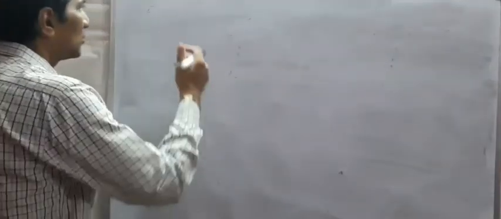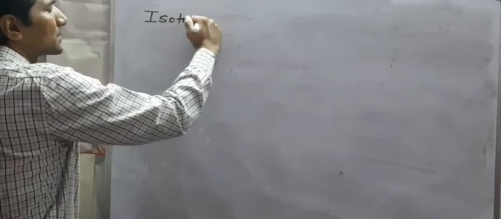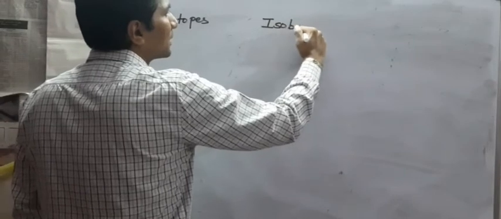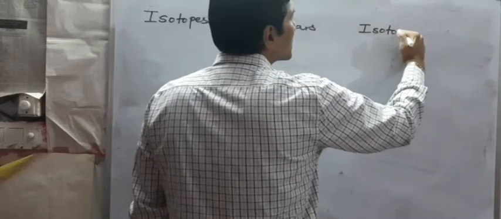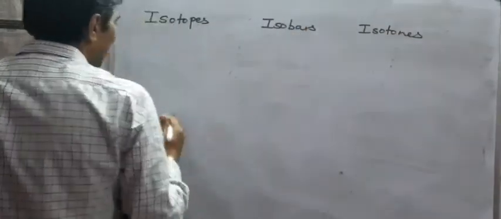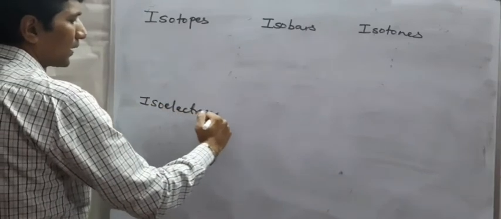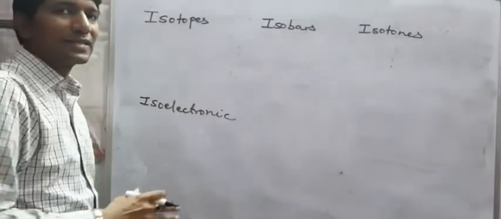Okay. Now this is just a short video on certain terminologies which you may be asked for in questions. So I'm just writing 4 terms. Okay, so first is isotopes, second is isobars, third one is isotones, fourth is isoelectronic. Now iso in all the cases means same.